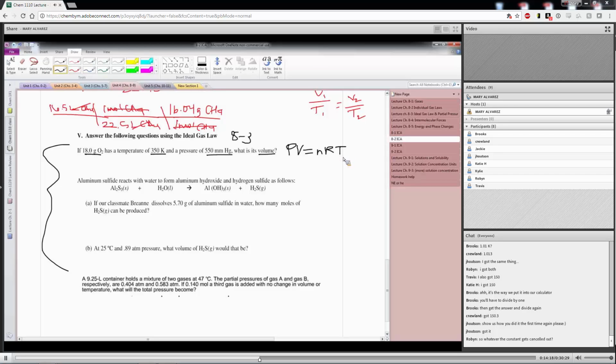And I hope you guys recognize that since R is 0.0821 liter atmospheres per mole Kelvin, we're going to need to use units of liters, units of atmospheres, units of moles, and units of Kelvin. I already have Kelvin, but I have millimeters of mercury. What do I need to convert that to before I can plug it into the equation? Perfect. I'm going to need to convert that to atmospheres. Atmospheres, Kelvin. Uh-oh, I have grams. What am I going to need to convert grams to before I can plug it into the equation?